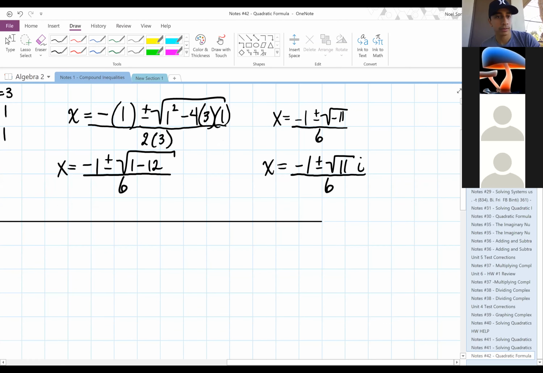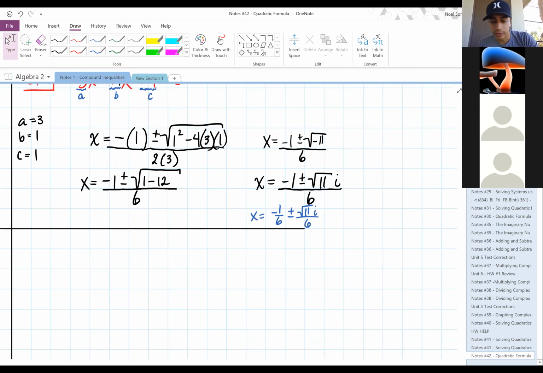If you really wanted to, and sometimes you might see this variation of the solution, because 6 is the denominator for the whole thing, sometimes you'll see it split apart. So sometimes you might see it as x is equal to negative 1 over 6 plus or minus root 11i all over 6. Okay, sometimes you see it written that way, okay? But it's the same, right? Because the same denominator allows you to combine the numerator. So it's basically just the variation from one to the other. Okay, any questions on that so far?